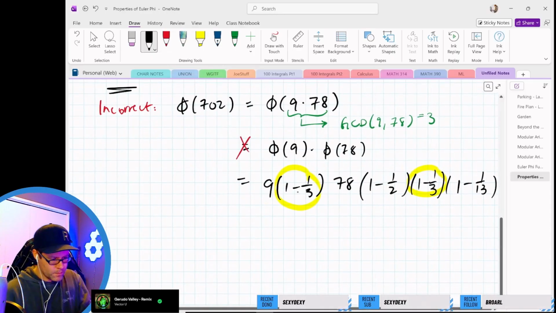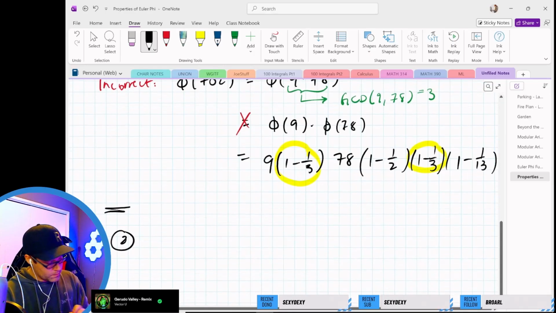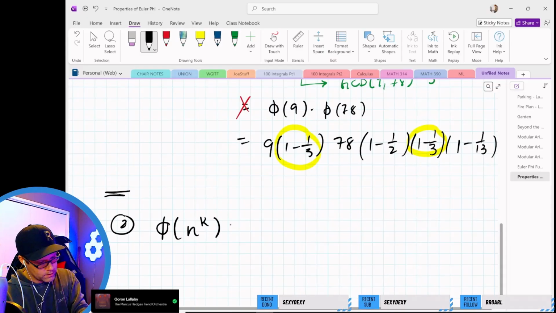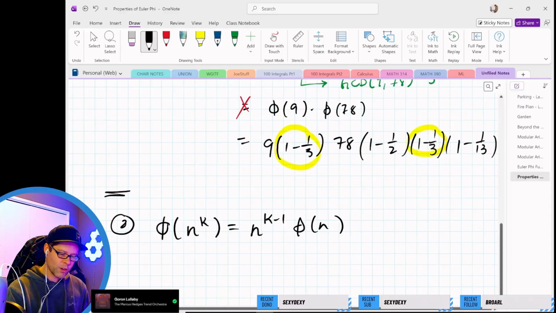Okay. So property number 2. Property number 2 is phi of n to the power of k is equal to n to the k minus 1 times phi of n. That's kind of a cool property. Is this one easy to prove? The last one wasn't. It's easy to prove, but it just takes really long to prove, so I kind of skipped it.